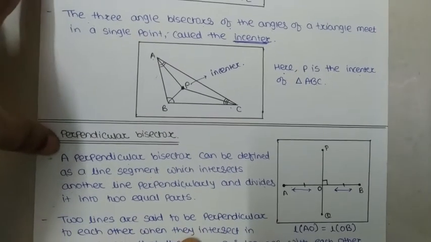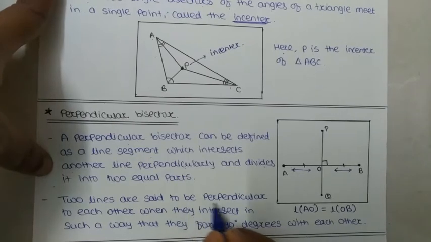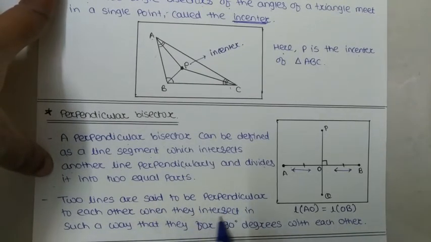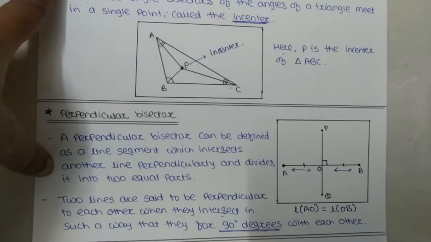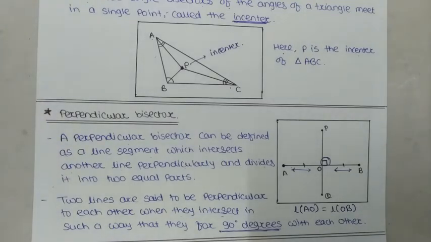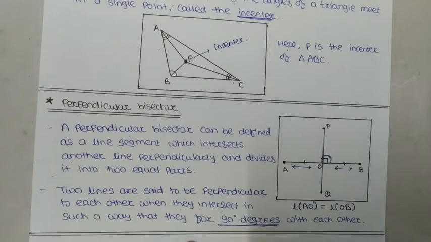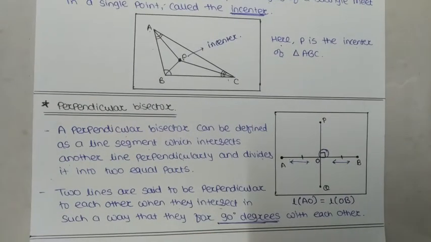Next, two lines are said to be perpendicular to each other when they intersect in such a way that they form 90 degrees. When we talk about perpendicularity, it means the line segments form 90 degrees with each other. So this is basically related to the perpendicular bisector. Now we will solve one activity on how to draw a perpendicular line to a given line segment.